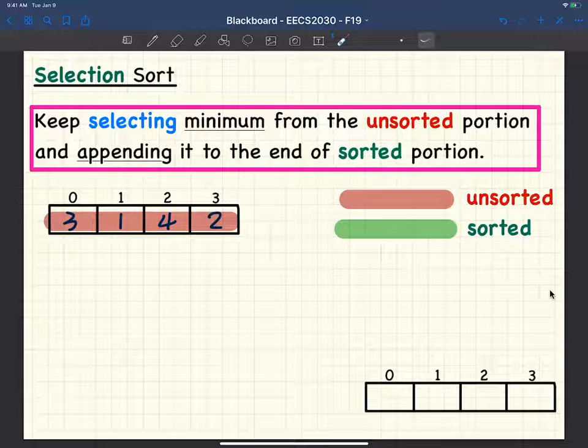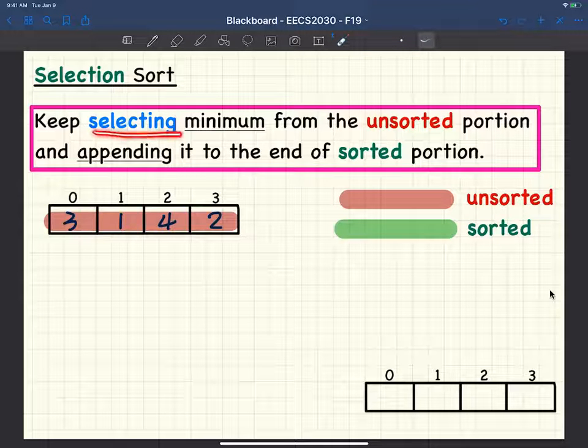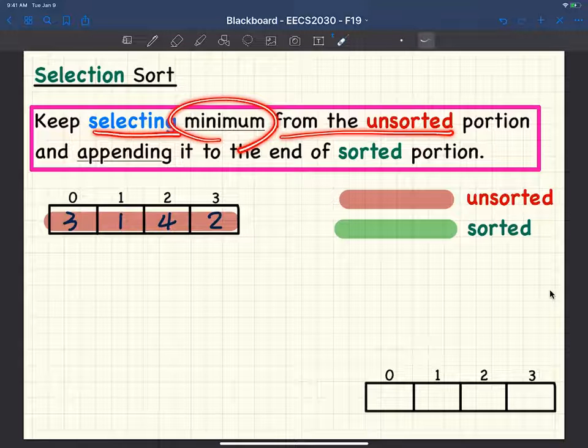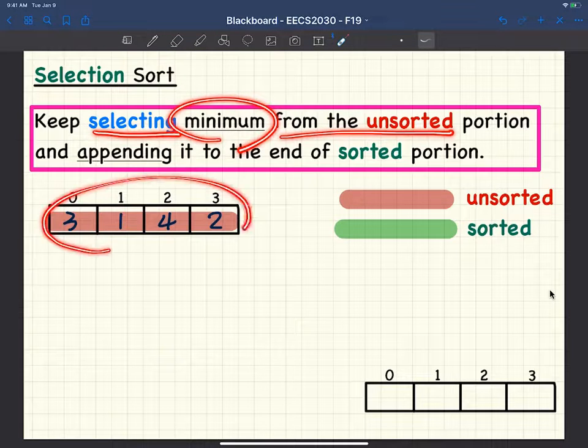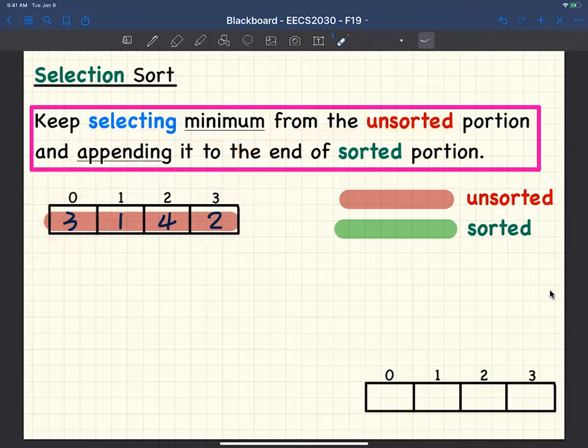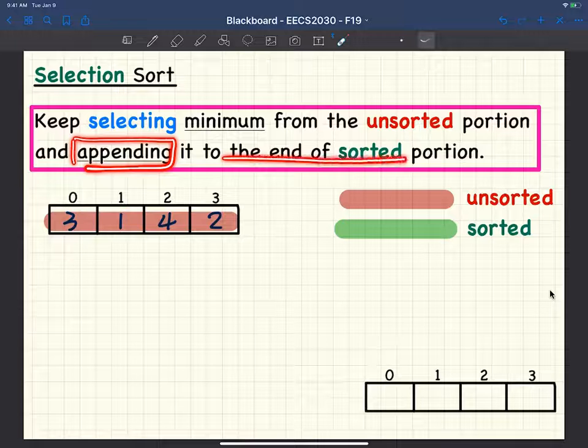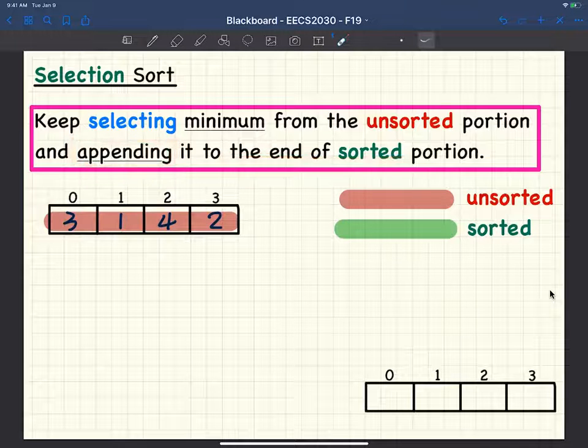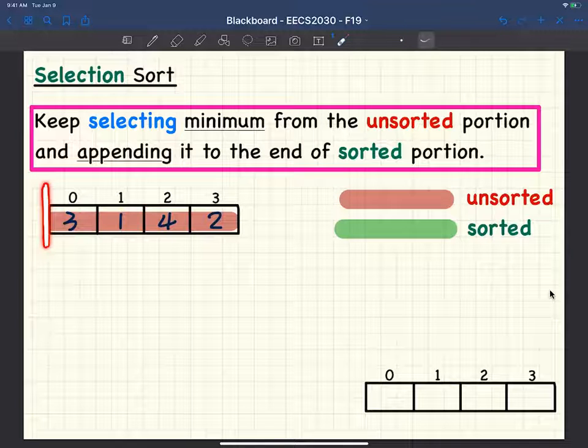Here's the strategy. You're going to keep selecting the minimum from the unsorted portion. For example, initially, this is the unsorted portion. Choose the minimum. In this case, 1. What do you do after you choose 1? After you have chosen it, you have to append it to the end of the sorted portion. Over here, you can imagine initially the sorted portion is simply empty. That's conceptually how selection sort works. But now I'm going to show you how exactly that works. I'll show you the code as well, but a little bit later.